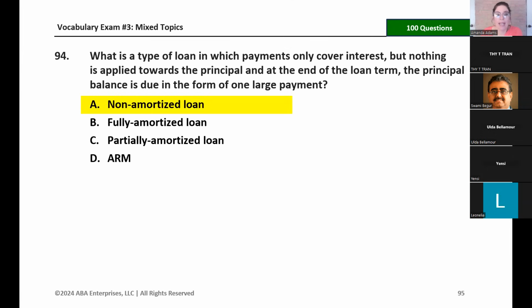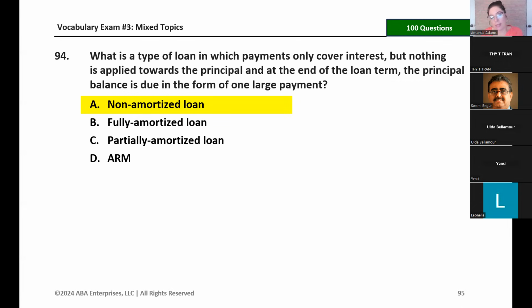That is a non-amortized loan. That's also called interest only. Interest only loans normally have high interest rates. Can y'all give me an example of an interest only loan that we've talked about before? Not a HELOC, Ashley. A HELOC is a home equity line of credit, and HELOCs have collateral underneath them.